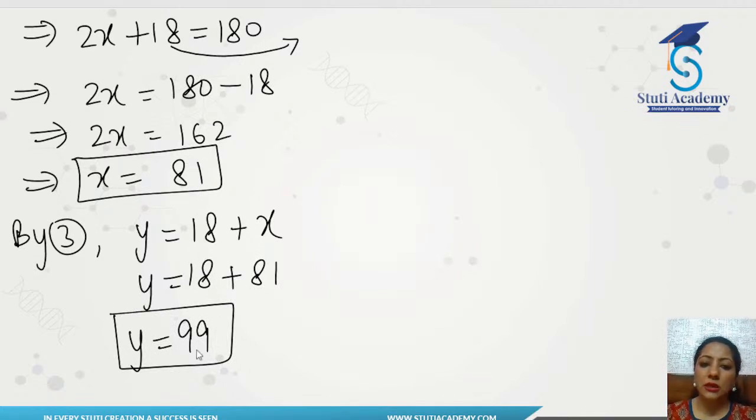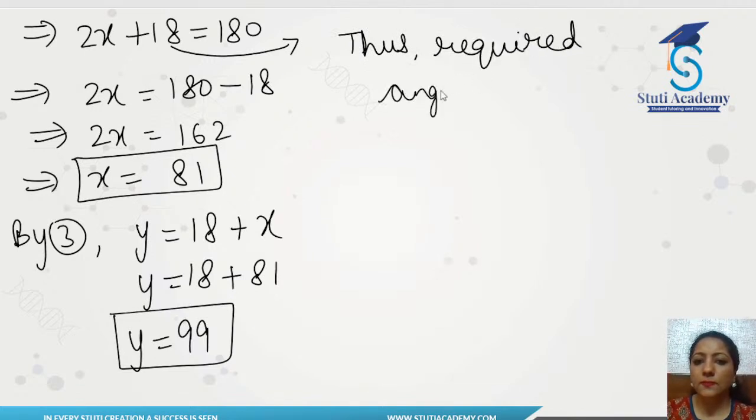As we can see that the larger one is exceeding the smaller one by 18 degrees. And also we can see they are supplementary. They will add up to 180 degrees. So you can always just take your answers. You can check the conditions which are given to you in the question. Now, if the conditions are satisfied, that means your answer is correct. If they are not satisfying, that means you've made some mistake. So we can write the concluding statement. Thus, required angles are 81 degrees and 99 degrees.